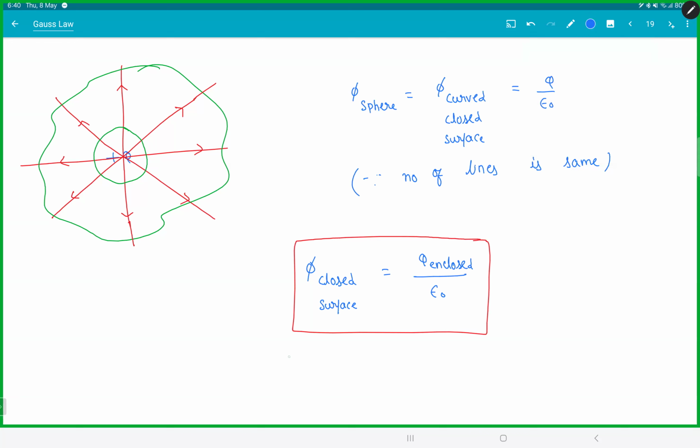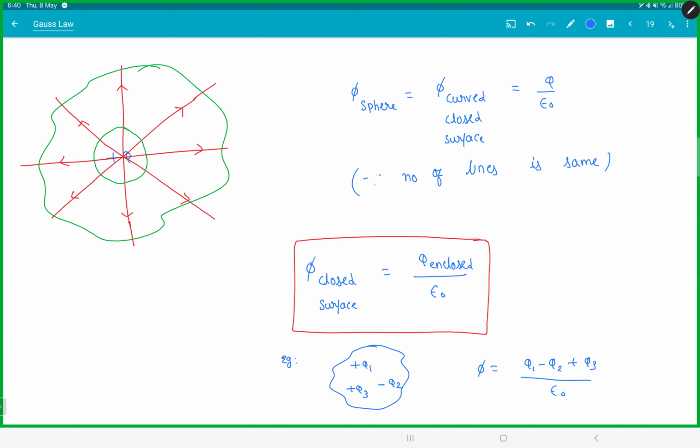That means if you take any random surface here, and let's say this is Q1, this is minus Q2, and this is Q3, and someone asks you what is the flux inside, it is just Q1 minus Q2 plus Q3 by epsilon. I don't even care what kind of shape it is. Just take the total charge and divide by epsilon. Is this clear?